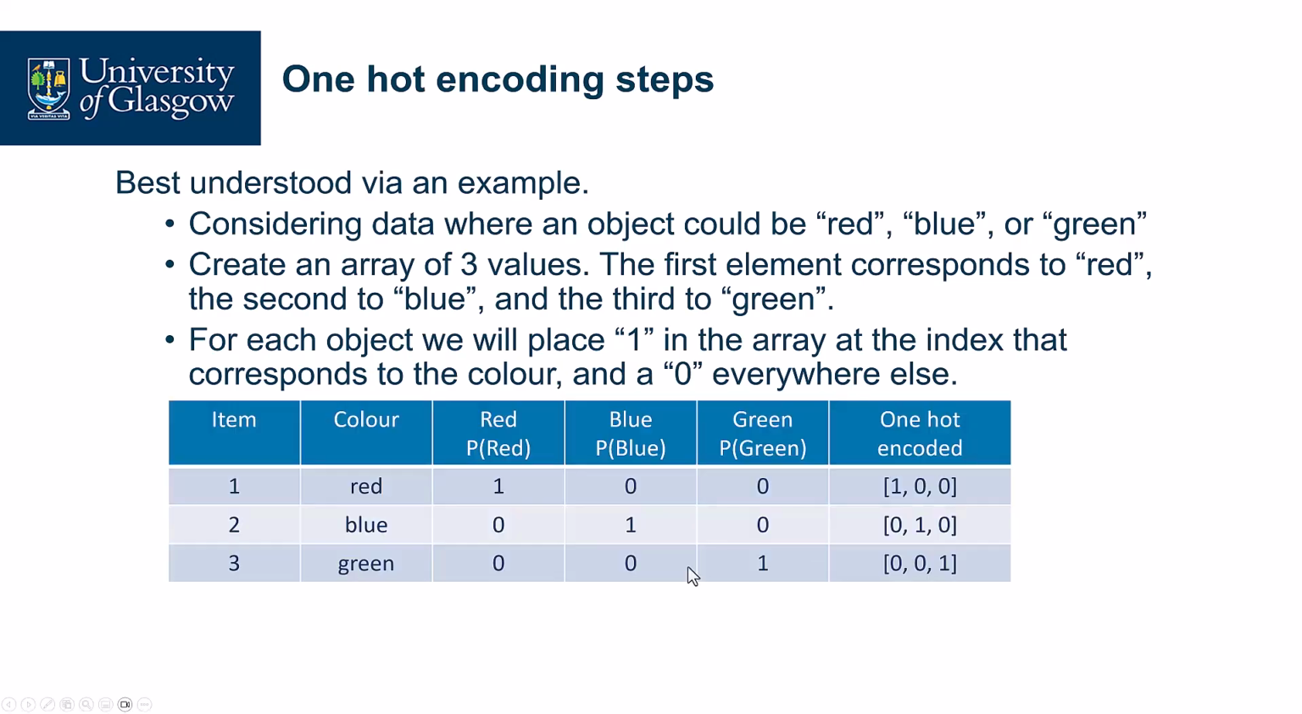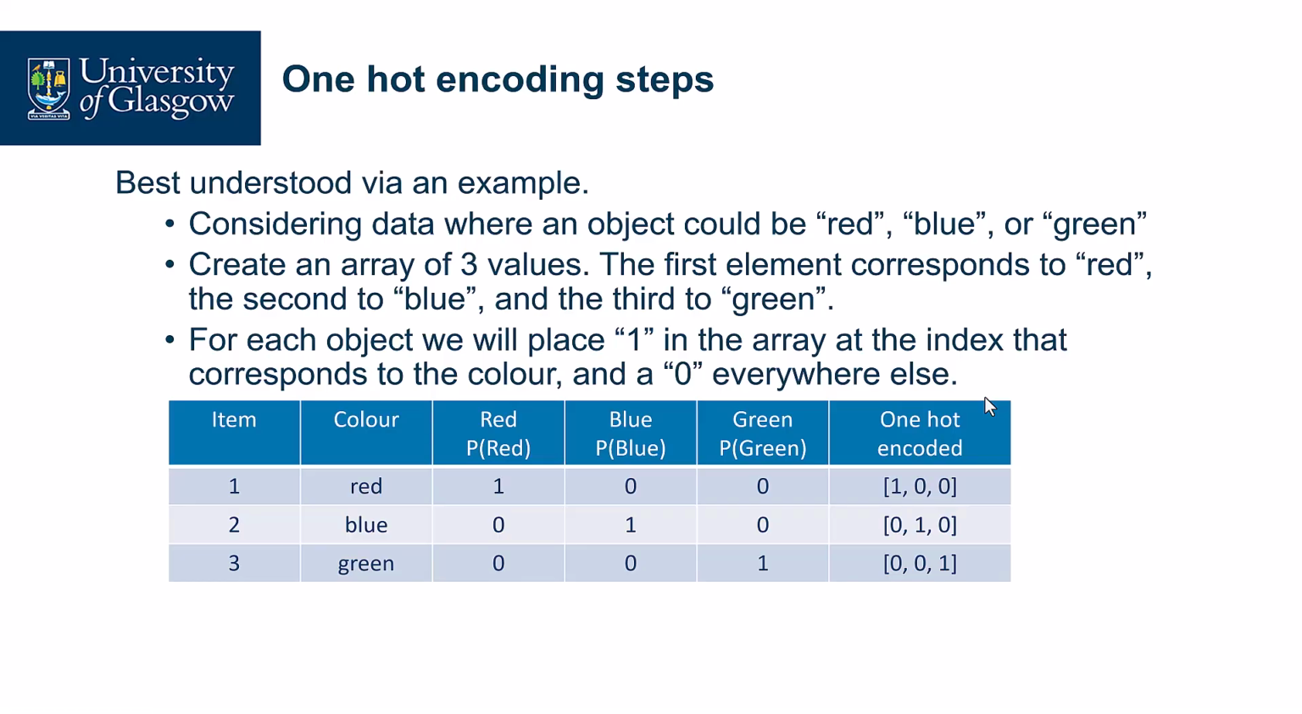Now let's see the 3 items. If they are red, blue, green, then we will generate this. If the color is red, we put 1 in P red, and 0 in P blue and P green. Blue, we put 1 in P blue, 0 in P red and P green. Green, we put 1 in P green. All the others are 0. The result is 1, 0, 0, 0, 1, 0, 0, 0, 1. This is the one-hot encoding of these 3 items or 3 objects.